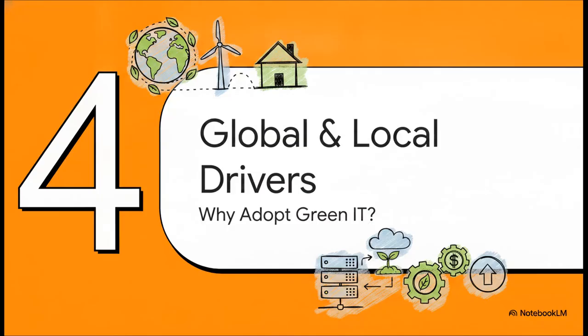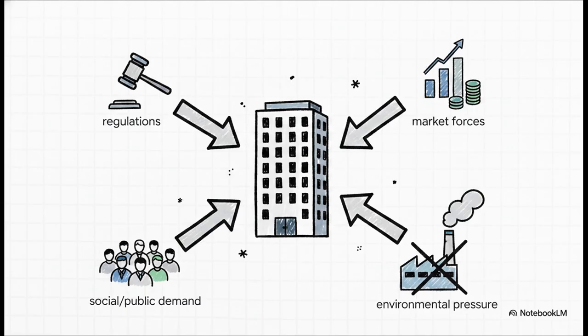Which brings us to Section 4, Global and Local Drivers, exploring why organizations adopt green IT. The source outlines 4 specific forces that are making sustainability a top business priority today. And it's crucial to understand this. Businesses aren't just doing this for good PR. They're literally being forced to adapt.